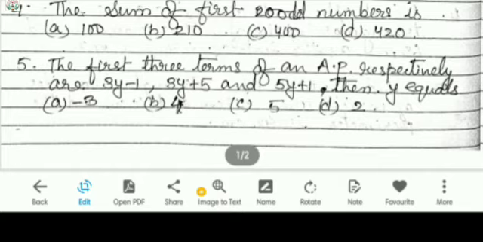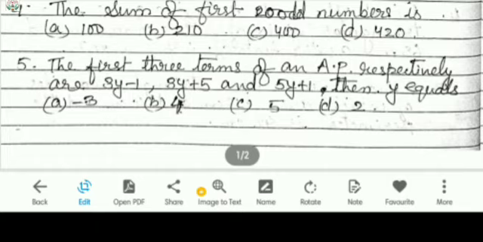AP means we know that the common difference will be the same. Now common difference means second term minus first term, or third term minus second one. So here do one thing: 3y plus 5 minus (3y minus 1). Within bracket you keep minus 3y minus 1. On subtraction, check the value of d.